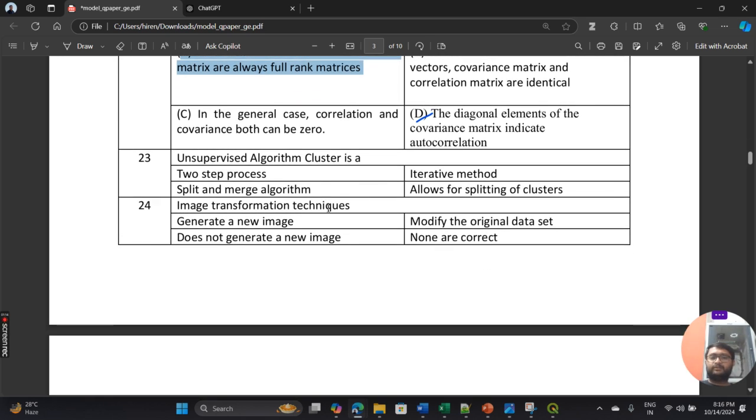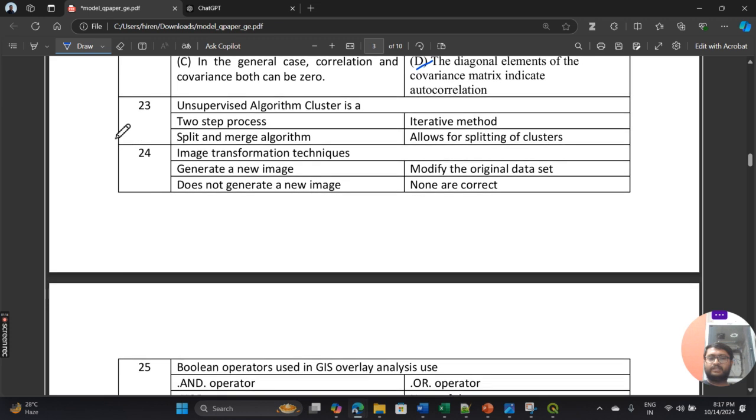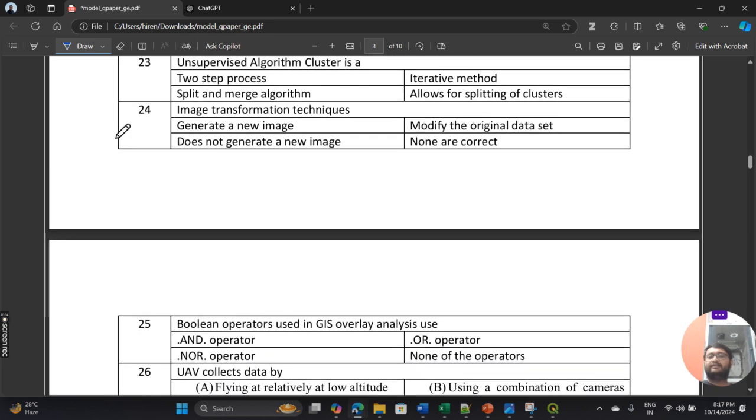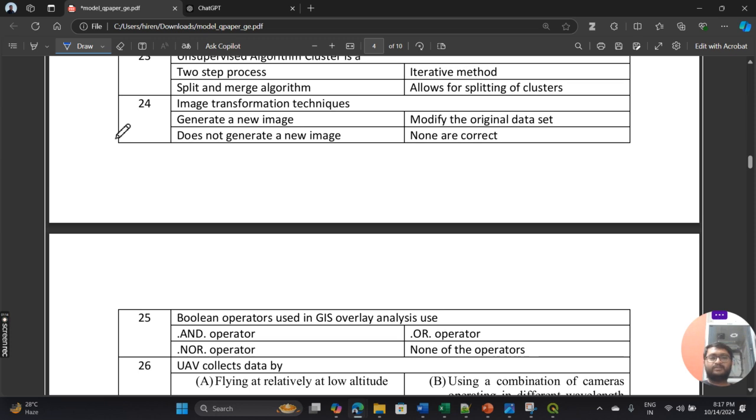Then, unsupervised algorithm clusters, iterative process. Like we have ISODATA, iterative self-organizing data analysis clusters. So it's an iterative thing. Then, image transformation techniques: generates a new image, modifies the original data sets, does not generate a new image, or none of these are correct.